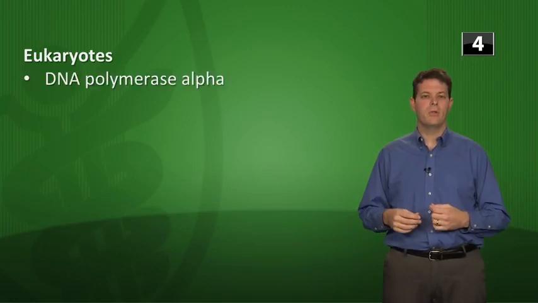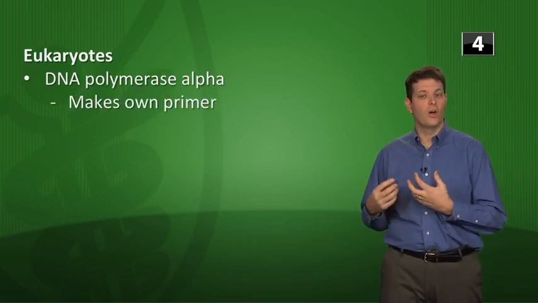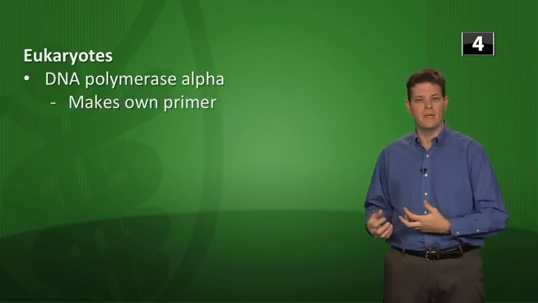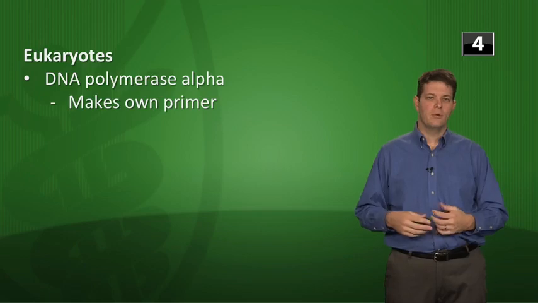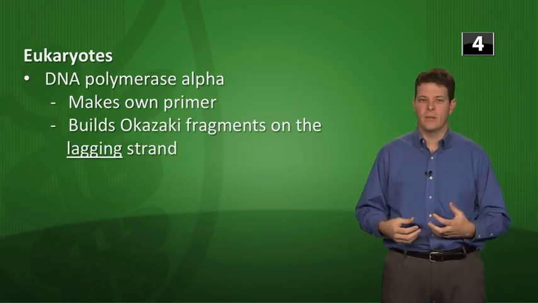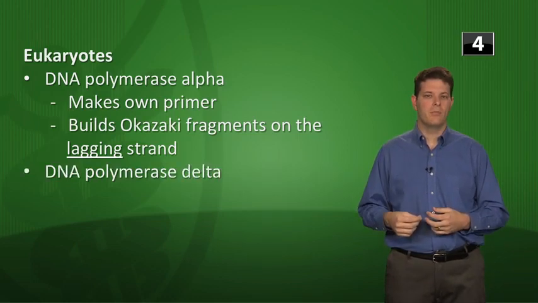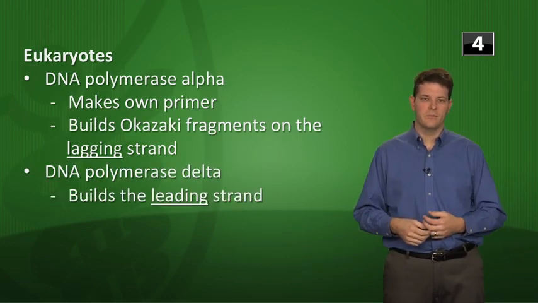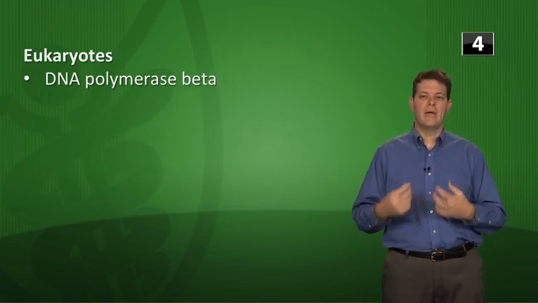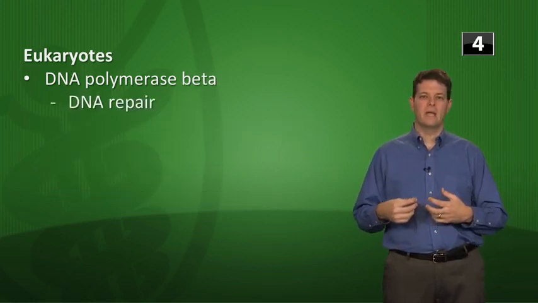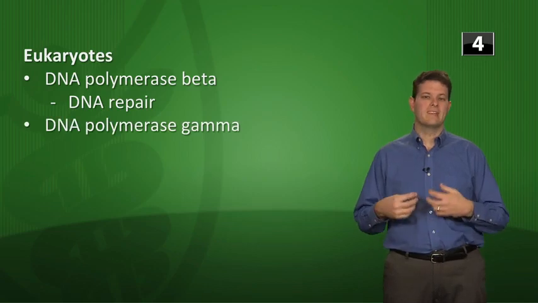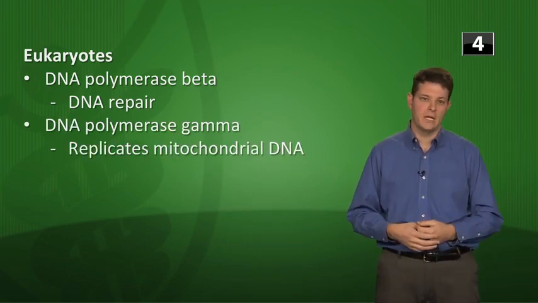Then, to make things even more confusing, in eukaryotes you have a completely different set of polymerases with similar but slightly different functions. Eukaryotes have DNA polymerase alpha, which is capable of making its own primer, so you don't need a separate primase in eukaryotes. DNA polymerase alpha also builds the Okazaki fragments on the lagging strand, but over on the leading strand you have a different enzyme called DNA polymerase delta that builds the leading strand. And there's one called DNA polymerase beta, which is basically involved in DNA repair. And there's also DNA polymerase gamma, which replicates mitochondrial DNA.